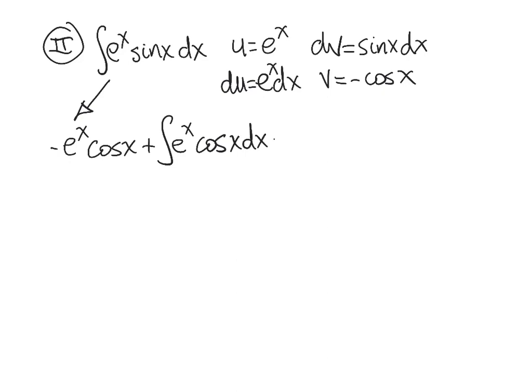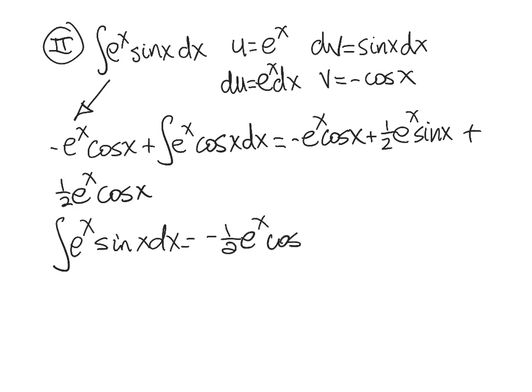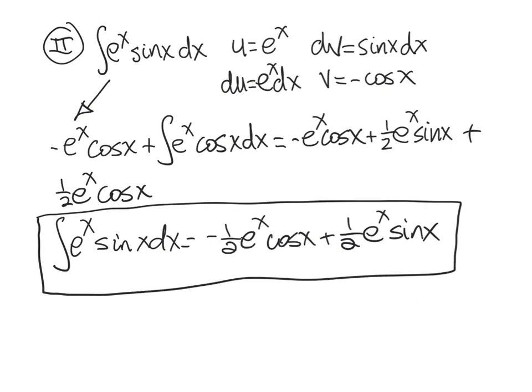But from step 1, we know the integral of e to the x cosine x already, so the answer is negative e to the x cosine x plus 1/2 e to the x sine x plus 1/2 e to the x times cosine x. And this simplifies to the integral of e to the x sine x equals minus 1/2 e to the x times cosine x plus 1/2 e to the x times sine x. Let's put this in the box, and we're ready to finish the original problem.